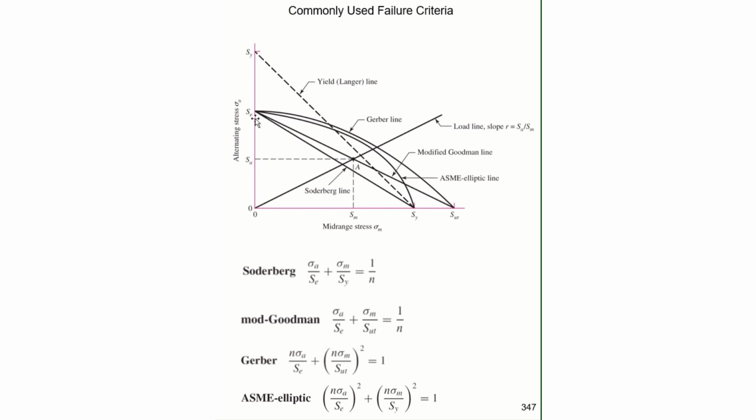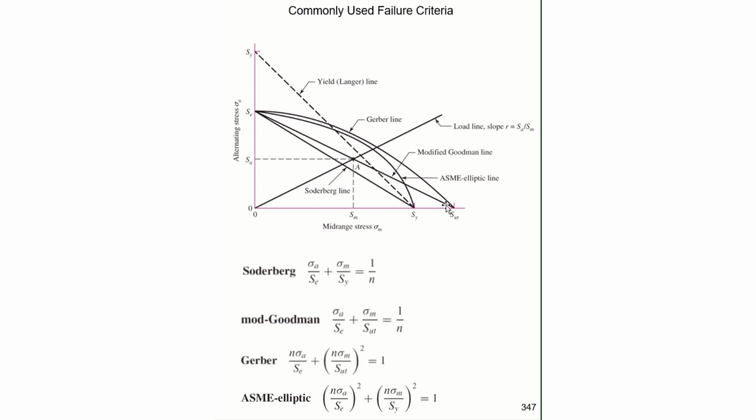The first one is the Soderberg curve. And it goes from the endurance limit down to the yield strength. And it makes sense that if we had a completely reversed load, our mean stress would be 0, and we would come to this point here and come straight up, and we would fail at the endurance limit. Then as we increase the mean stress, the Soderberg line says failure occurs at the yield strength.